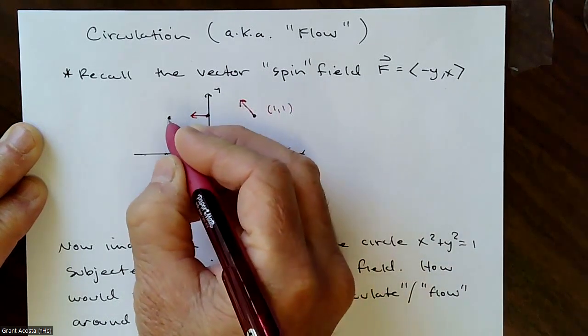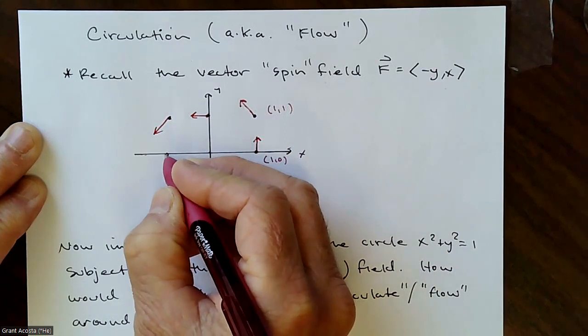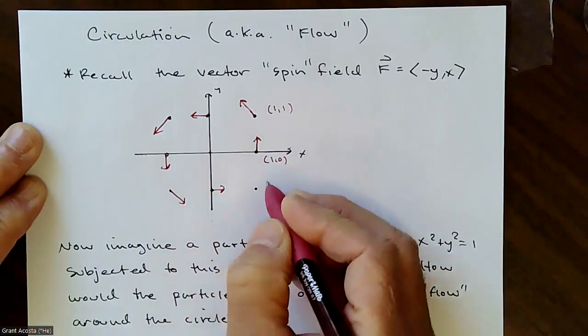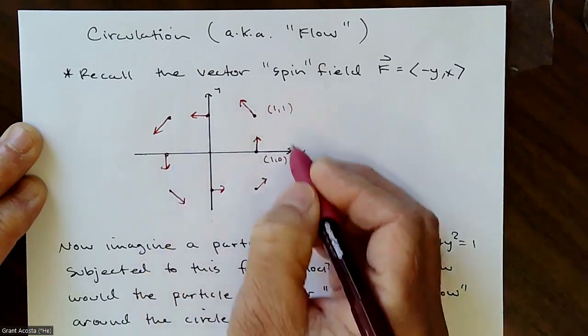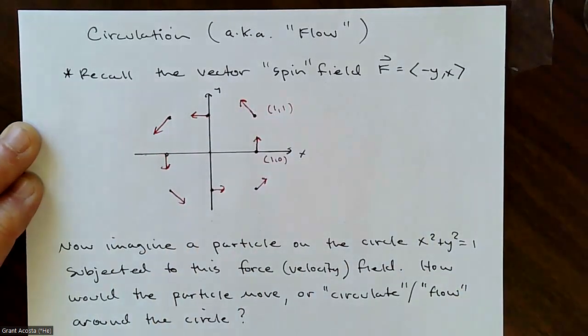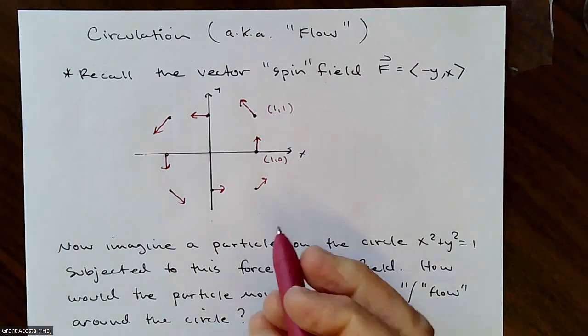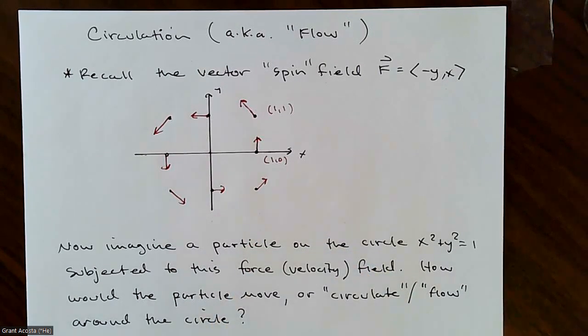And if you keep doing this, you end up getting this vector field you saw in the previous video, which the name sort of speaks for itself. It looks like it's kind of spinning around the origin. So now imagine we have, for lack of a better term, a particle on a circle, x squared plus y squared equals 1, that's subjected to this force.